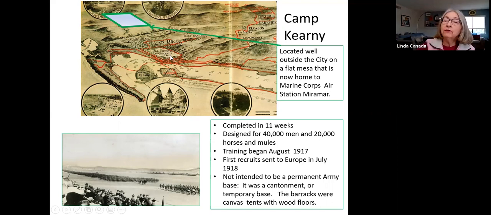Now, you don't just have to build the buildings where they sleep. You have to build the restrooms. You have to build the mess halls. They had enough mess halls built at Camp Kearney that 5,000 men could be served food at the same time in total of all those locations. So it was a huge undertaking, and for the most part, the work was completed in 11 weeks. We went to war in April, and by July, it was ready for men to start coming.